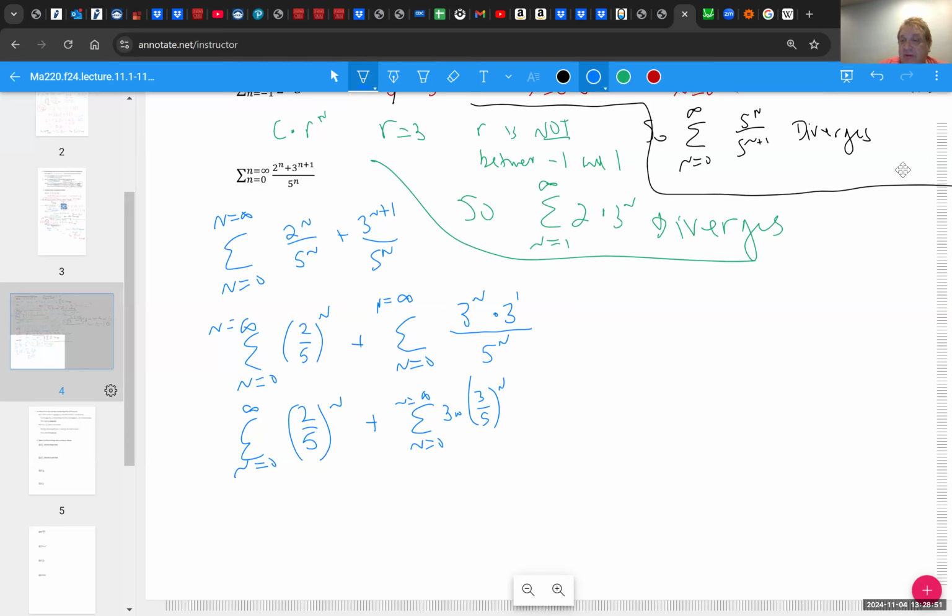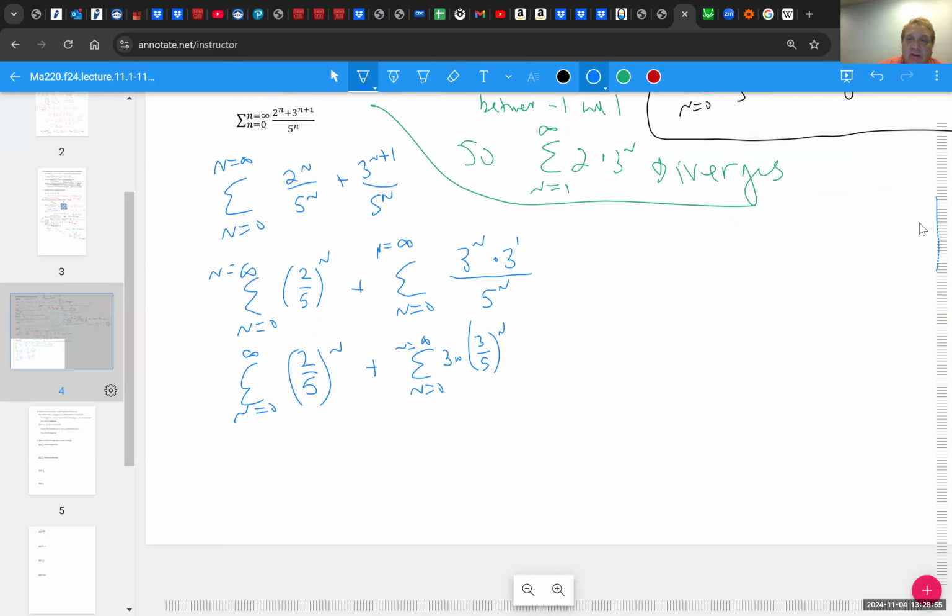Okay, so check this out. This first series, 2/5 to the n, is a geometric series. This is 1 times a number raised to an exponent. This is geometric. It is geometric with a ratio equal to 2/5, which is definitely between 1 and -1. So we know that it converges.